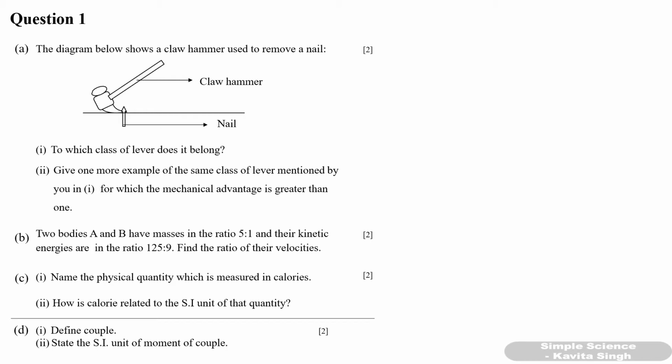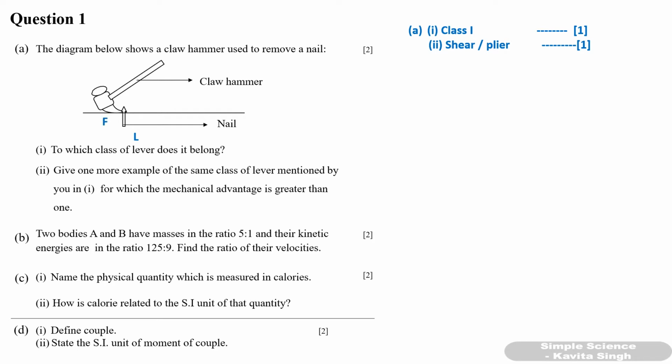Now first part of the question is to which class of lever does it belong, and second part is give one more example of the same class of lever mentioned by you in part 1 for which the mechanical advantage is greater than 1. Okay, so this is class 1 lever. One more example of class 1 lever in which the mechanical advantage is greater than 1 is, you can write shear or you can write plier or any other example, but you have to check that the load arm should be smaller than the effort arm, or effort arm should be greater.